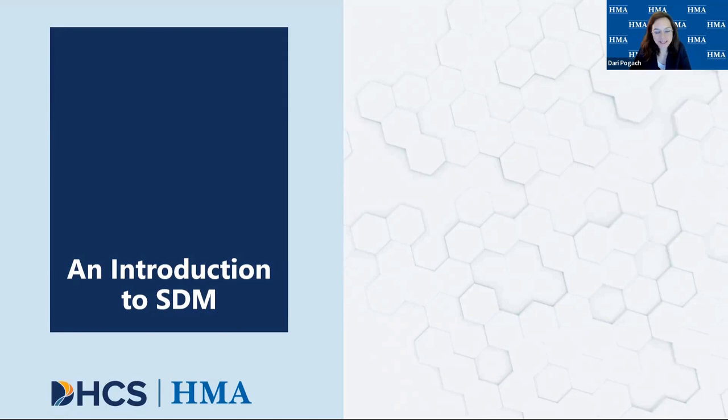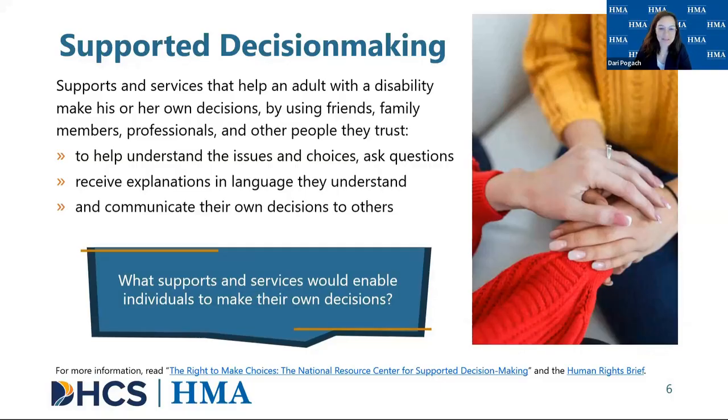introduction to supported decision-making. Next slide, please. Here's a definition that I always like to level set with when I talk about supported decision-making. Supported decision-making refers to supports and services that help an adult with a disability make his or her own decisions by using friends, family members, professionals, and other people they trust. First, to help understand the issues and choices and ask questions. Next, to receive explanations in language they understand. And finally, to communicate their own decisions to others.